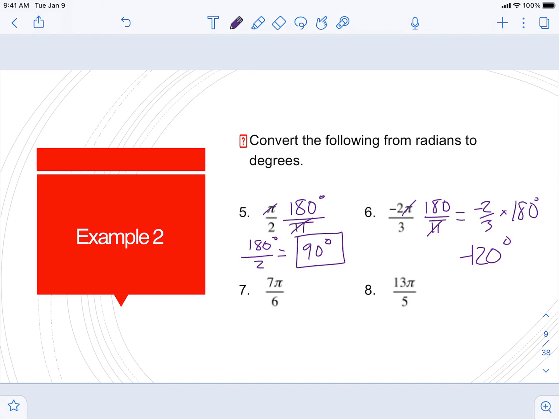7 pi over 6, same thing. 180 over pi. The pi's cancel out, and it's 7 over 6 times 180, which is 210. And then same thing with this one. 180 over pi. Put some degree symbols in there, make it really official. The pi's cancel out, and it's 13 over 5 times 180, and that is 468 degrees.